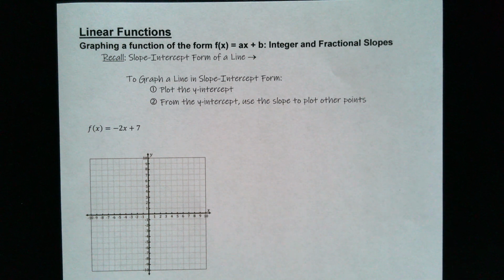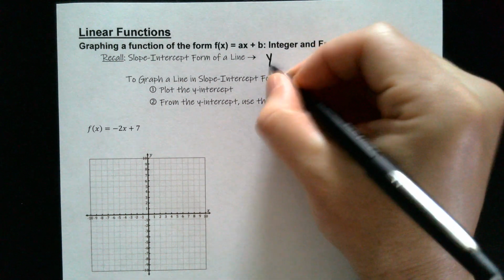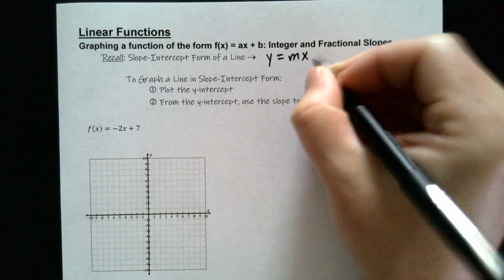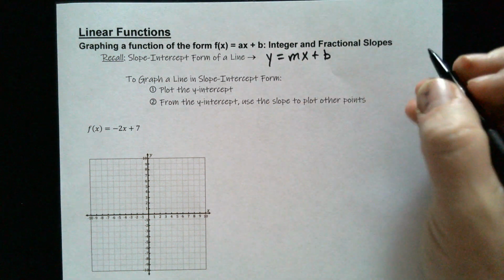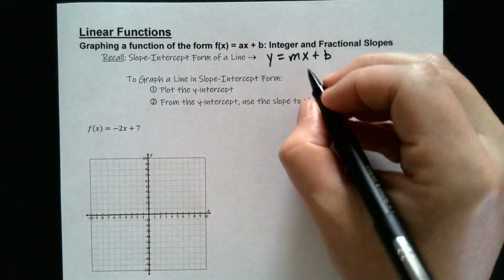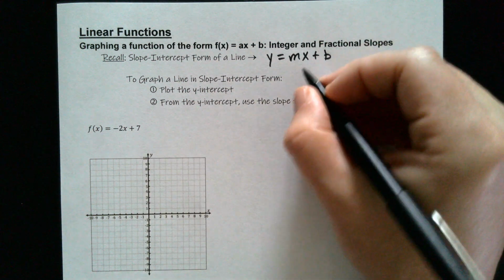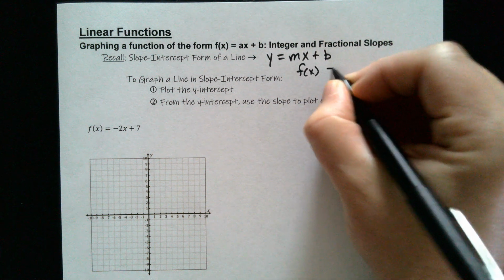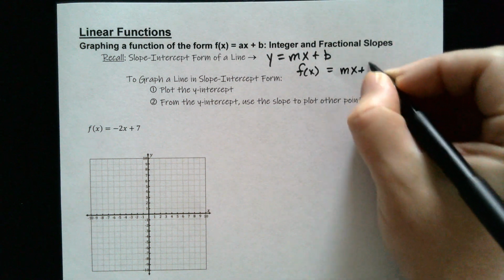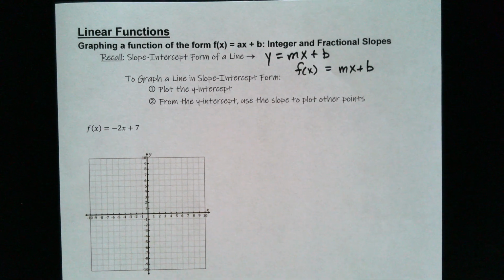Remember, the slope-intercept form of a line is y equals mx plus b. And also remember that y can be replaced with f of x if it is a function, and all linear relations are functions. So f of x is equal to mx plus b means the exact same thing as y is equal to mx plus b.